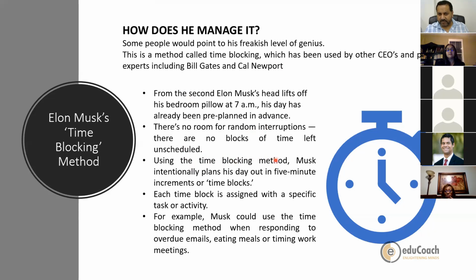Using the time blocking method, Musk intentionally plans his day out in 5-minute increments or time blocks. Each time block is assigned a specific task or activity. For example, Musk could use the time blocking method even when responding to overdue emails, eating meals, or timing the work meetings.